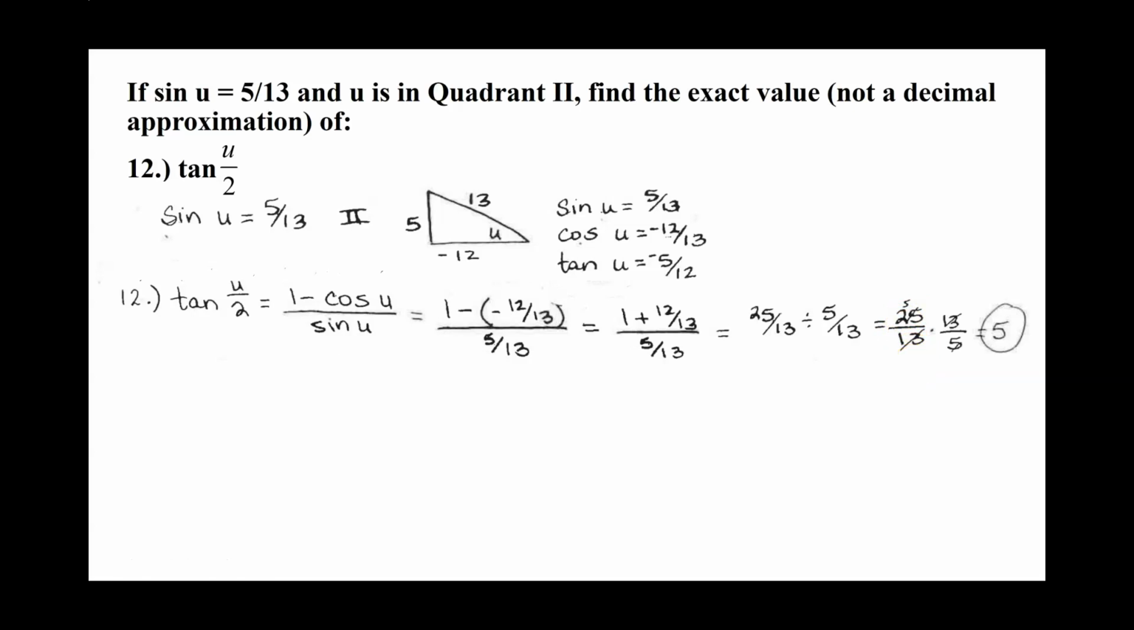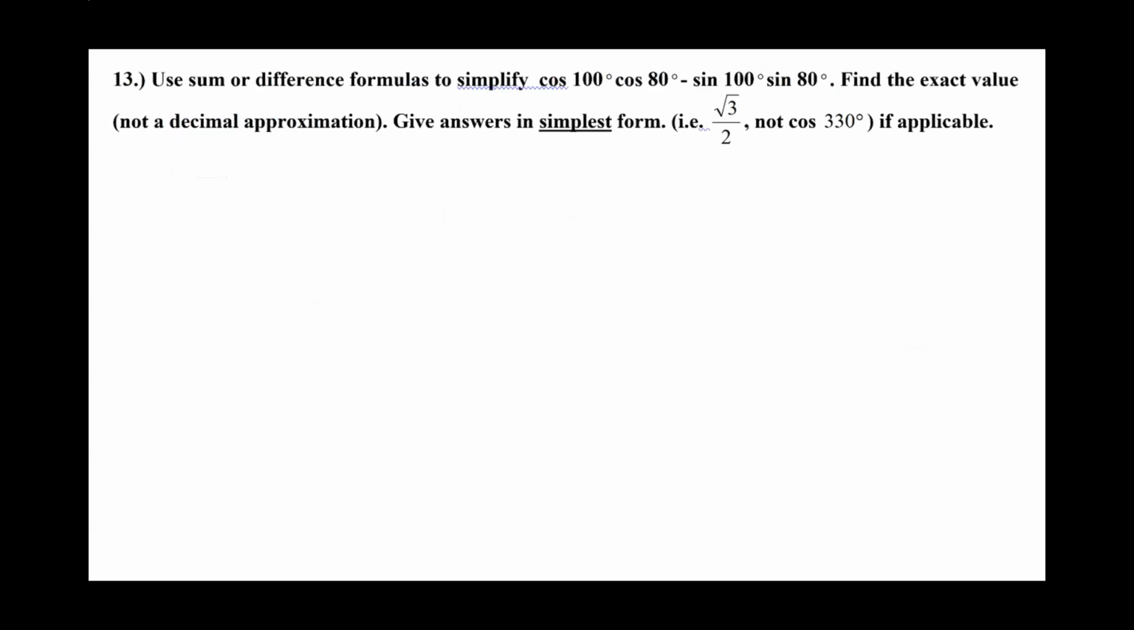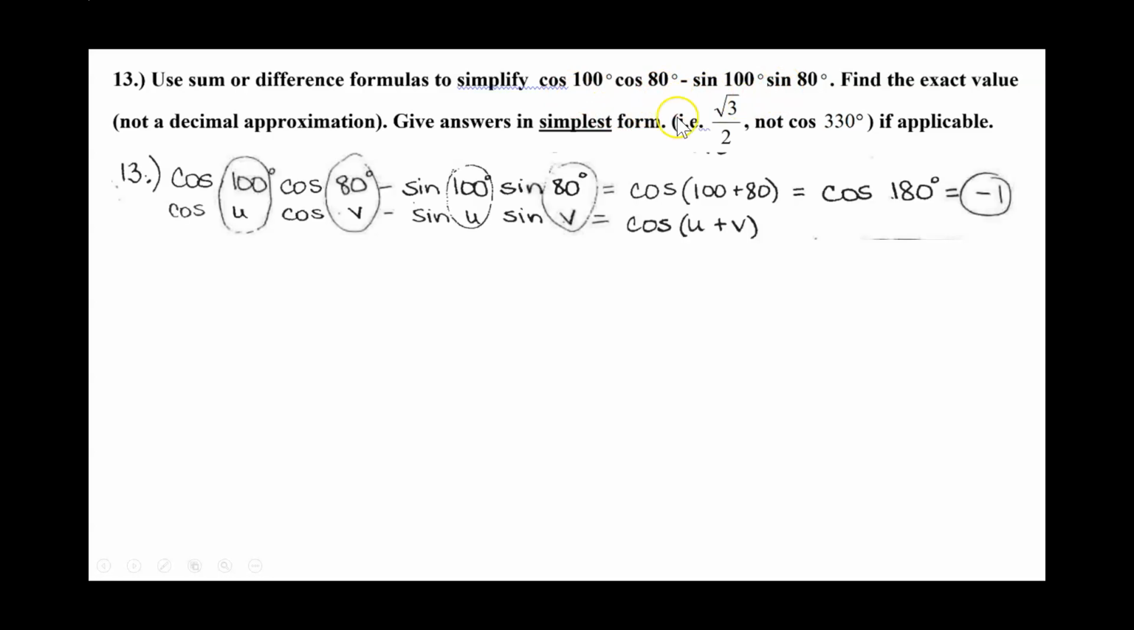All right, then for number 13, they have us going backwards. For number 13, it says, use sum or difference formulas to simplify cosine 100, cosine 80 minus sine 100, sine 80. All right, so if you look on your formula sheet, you're looking for something that is cosine, cosine minus sine, sine. So like cosine u, cosine v minus sine u, sine v. So if you look on your formula sheet, cosine, cosine minus sine, sine is cosine addition.